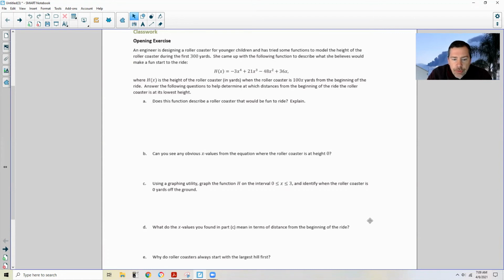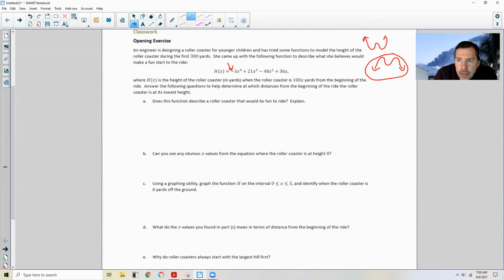Let's take a look at this. Should I graph it? Now let's wait. So let's just review what these values in the function mean. So this negative 3x to the fourth, well, a fourth degree polynomial is going to look like this, 1, 2, 3, 4. And this negative in front tells us that it's going to be this one. It will not go up on the ends. It will go down. So it's looking like this. So there's the start of figuring out what this thing is going to look like.